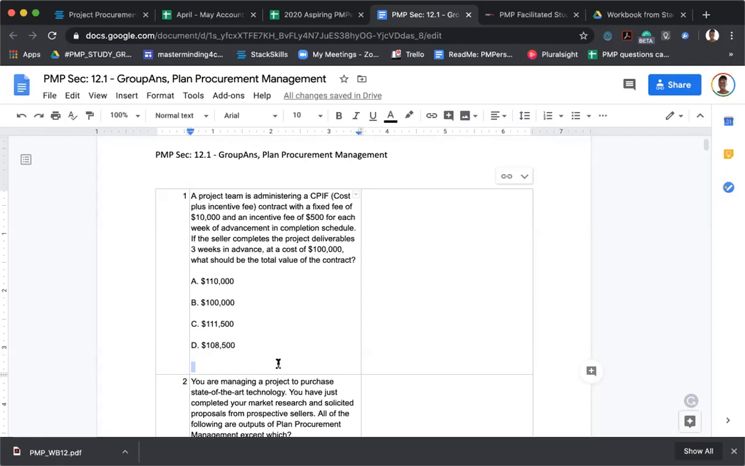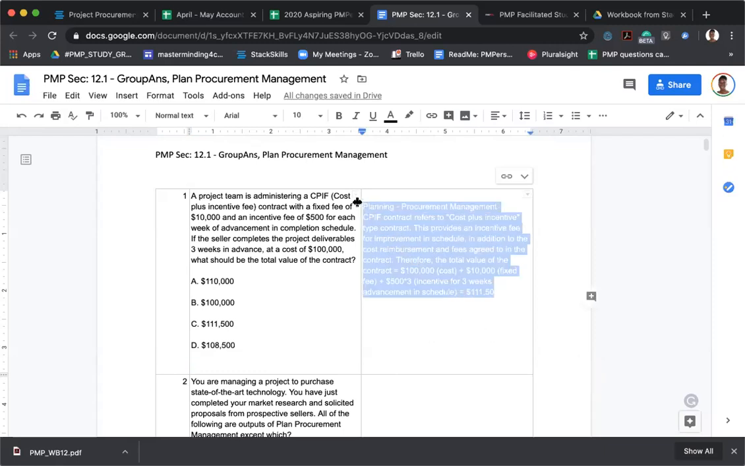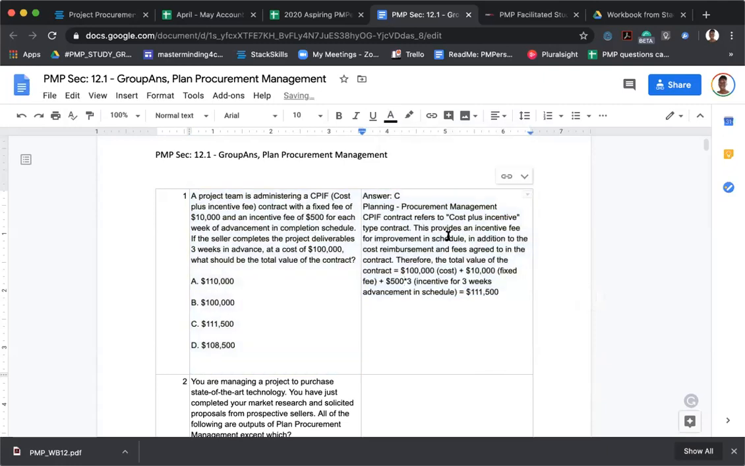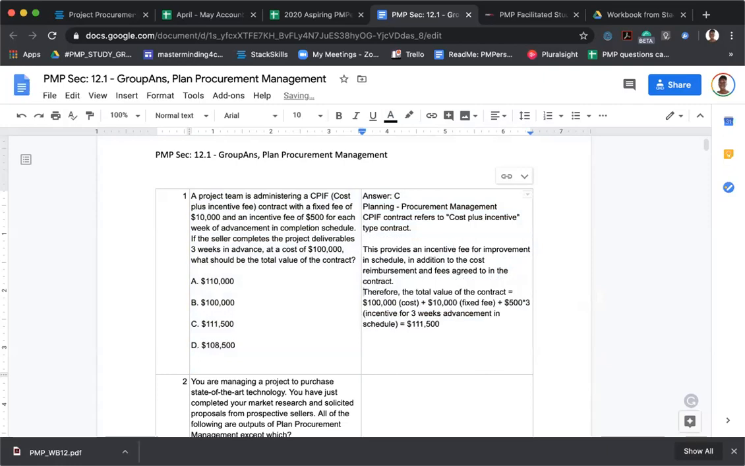Okay, so, oh wait, fee of 10,000. So that'd be 100,000 plus 10,000 plus 1,500, I think, right? Or am I looking at that wrong? It sounds good to me. I think it's C. Wonderful. Love the math. Did I do that right? Yes. See, some of these are kind of easy, and then some get hairy, so that one wasn't bad.